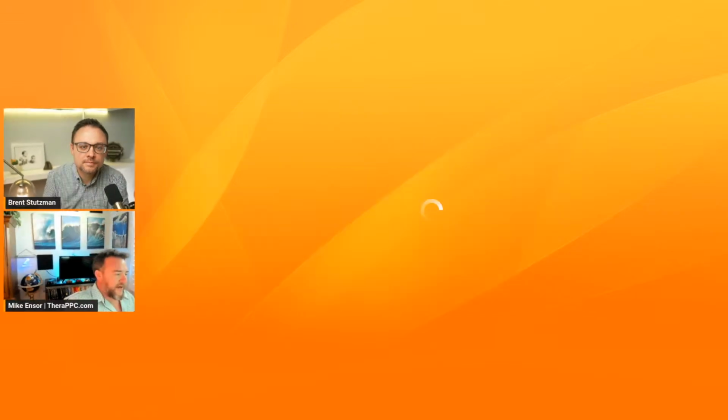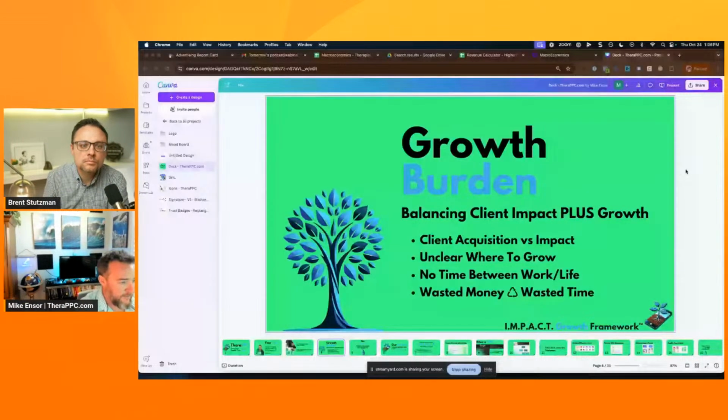So we've defined this at Therapy PPC as the growth burden. That is when therapists get into their practice to make a bigger impact with their clients, and they want to spread that impact and have a larger impact wholly, they get stuck on a perceived ceiling because they can't get past that growth. And then it becomes unclear, and as they're trying to figure it out, it cuts into their work-life balance. So in general, paid media is kind of a hurdle for a lot of therapists. And yeah, it's a huge learning curve.